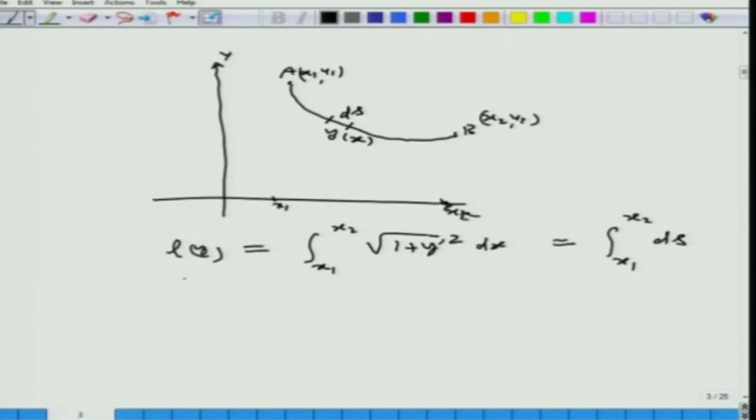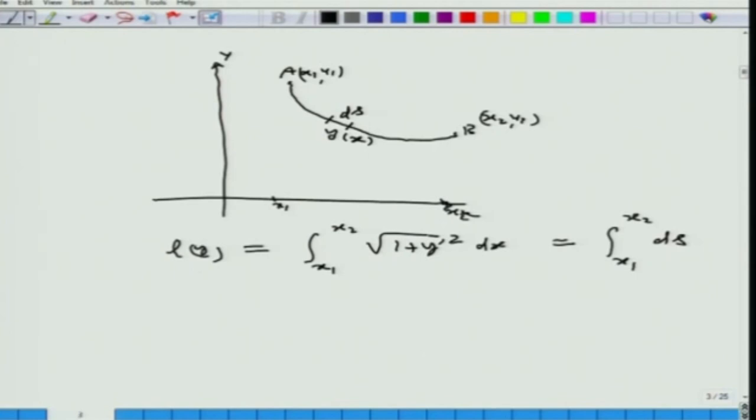So, this is the integral from x1 to x2 of square root of 1 plus y prime squared dx, which is nothing but the integral of ds, the element length, from x1 to x2. So, this gives the length of the curve y. This is a function of y. If we change y, then its length will change.